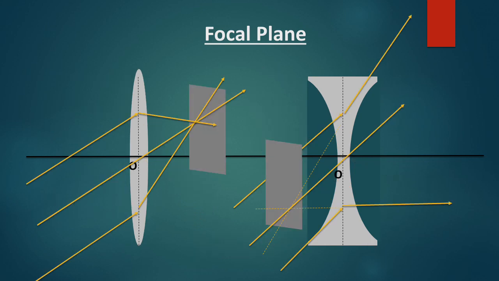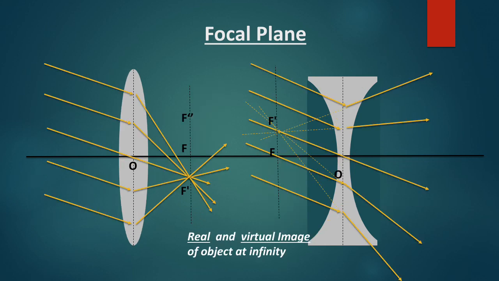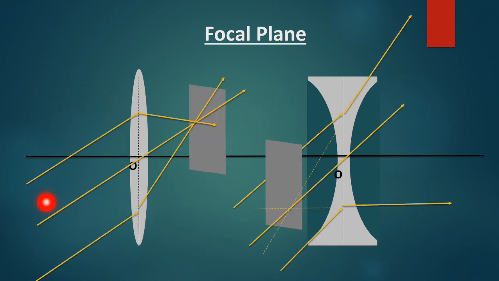Here, again, I have taken parallel rays. This is the ray passing through the optical center. After refraction through the lens, this parallel ray converges at a particular point, and this point is again on this plane, and that plane is called the focal plane. So this particular plane is perpendicular to the focus of this lens.